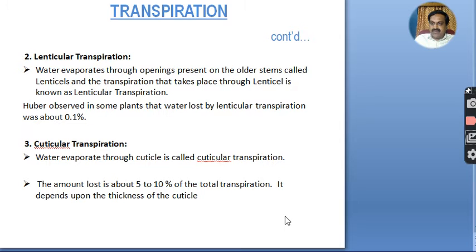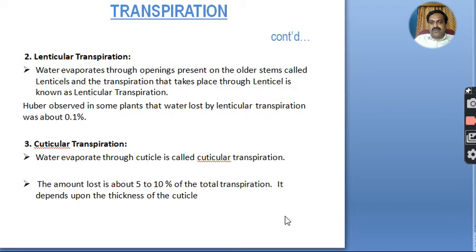Such transpiration which takes place through the lenticels present in the bark of the old dicot stem and fruits is known as lenticular transpiration. The magnitude of lenticular transpiration is almost negligible, amounting to about 0.1 to 1% of the total amount of transpiration.